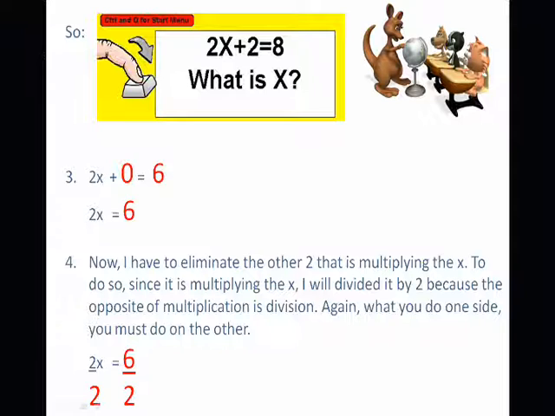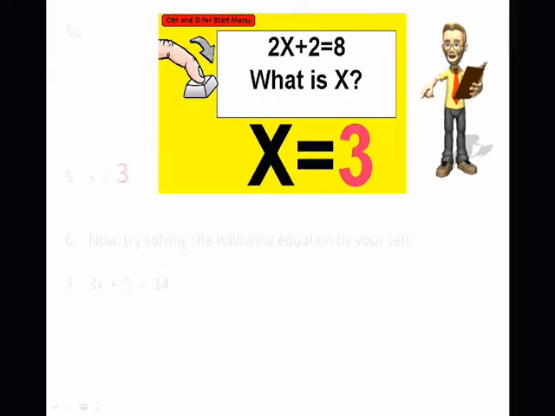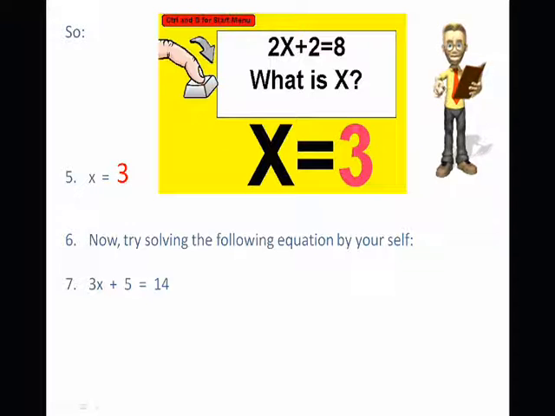Now I have to eliminate the other 2 that is multiplying the x, which is called a coefficient. To do so, since it's multiplying the x, I will divide it by 2 because the opposite of multiplication is division. Again, what you do on one side, you must do on the other. 2x over 2 is equal to 6 over 2. The 2's cancel each other out, and the 6 divided by 2 gives us a 3.